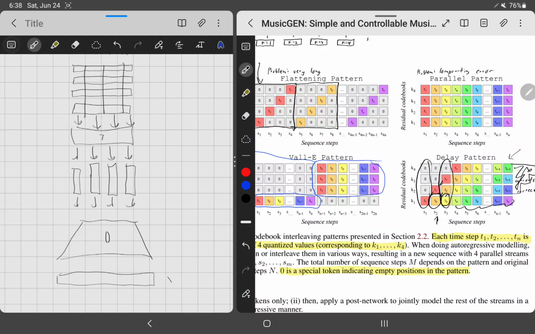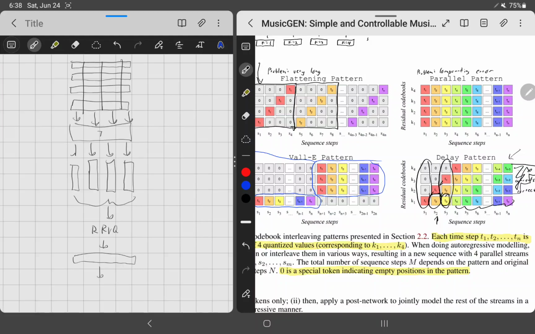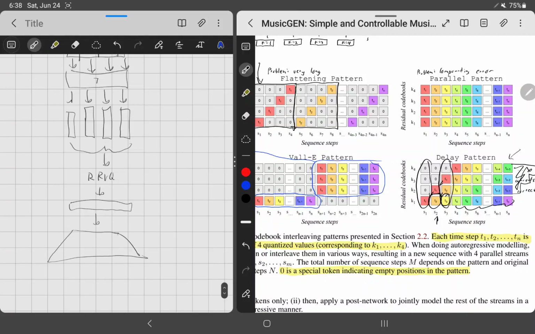And then we get out our x hat, which is our prediction, in f sub r. No, you need to do residual vector quantization again. So you get out your 4 vectors, you concatenate these, and you do reverse residual vector quantization. Then you get out your predicted latent vector, and you throw that through the decoder. And then you get out your x hat, the prediction.